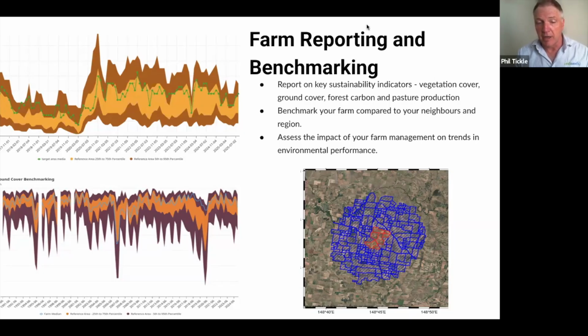But again, the blue line is sitting at the top of the graph there. So compared to the neighbours, that property is achieving higher ground cover levels than its neighbours, while it's actually also achieving higher pasture production and higher carrying capacity. So some real lessons there in terms of the impact of grazing management on your land condition as well as your carrying capacity.